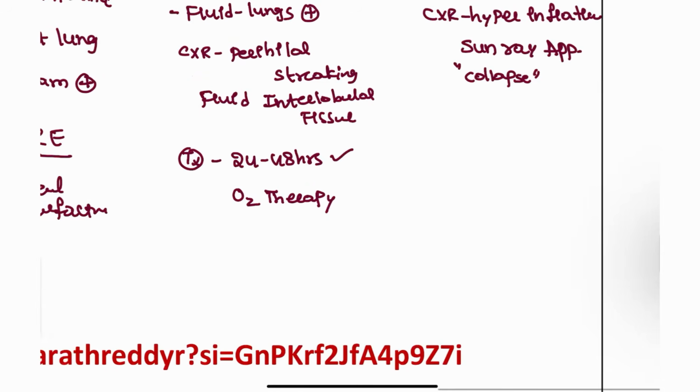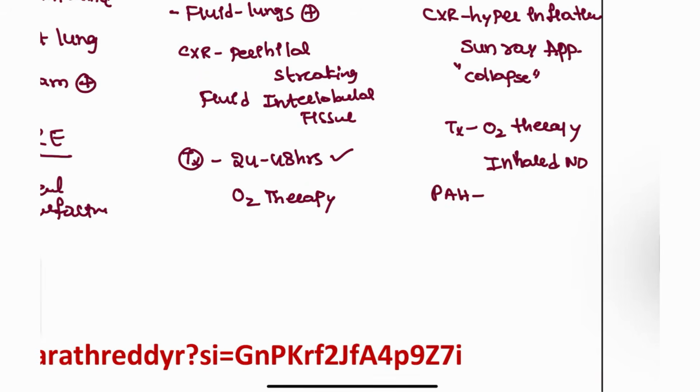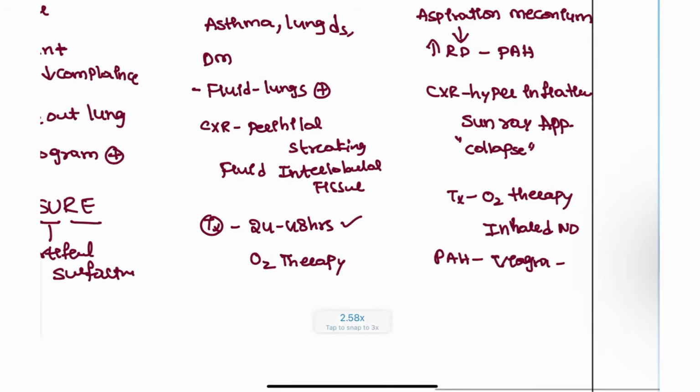And what is the treatment protocol? Oxygen therapy immediately you have to give. Along with that, you can also give IV or inhaled nitric oxide. And what is the drug of choice if there is pulmonary hypertension in this patient? That is sildenafil, okay, or Viagra. This drug can be given in minor doses for the baby to vasodilate those vessels.